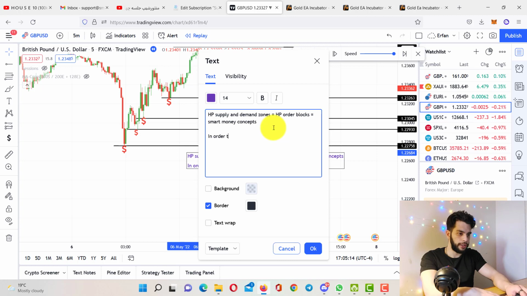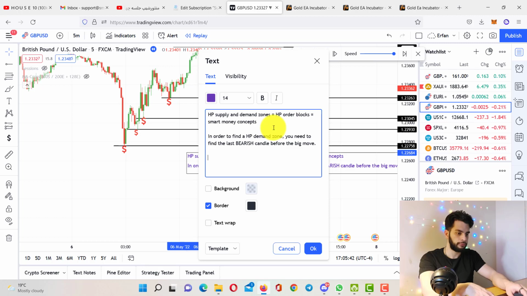In order to find a high probability, let me just show you with HP, high probability demand zone, you need to find the last bearish candle before the big move, and this is for demand zone.